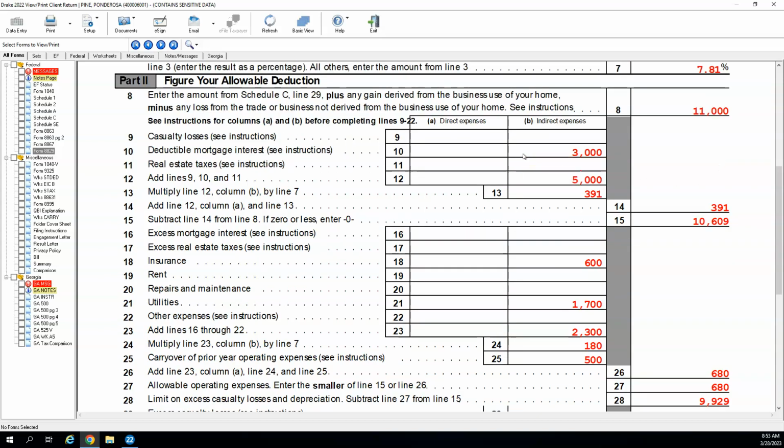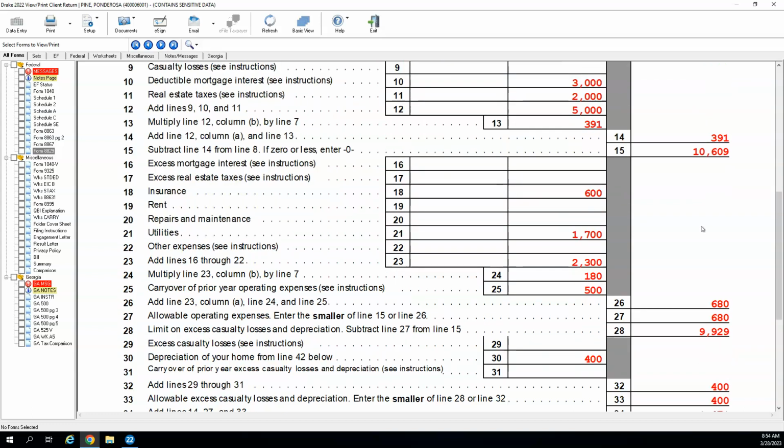Now, on your home, you've paid mortgage interest of $3,000, real estate taxes of $2,000, so a total of $5,000, and then you take 7.81% of that, and that gives you this $391. Okay, then you subtract that $391, it takes you to $10,609 for a profit. And then you have the other things, like your homeowner's insurance, you might have your utilities, your gas, electric, water. So that total is $2,300, and then you multiply that by the percentage and you get $180.